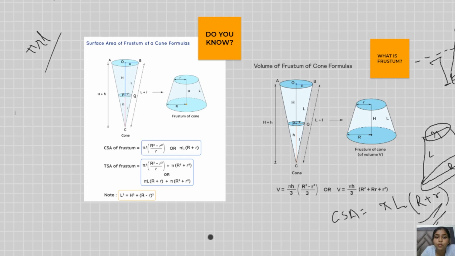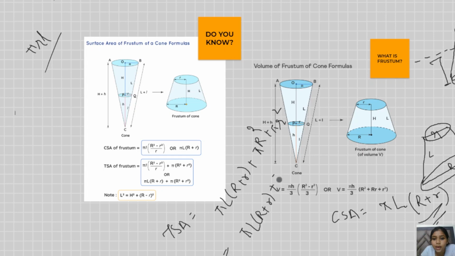Moving ahead with the TSA of the frustum: the TSA is basically π L (R + r) plus the area of both the bases. The area of the first base is π R² plus π r² for the small one. So it will be π L (R + r) + π (R² + r²). This will be the TSA of the frustum of the cone.